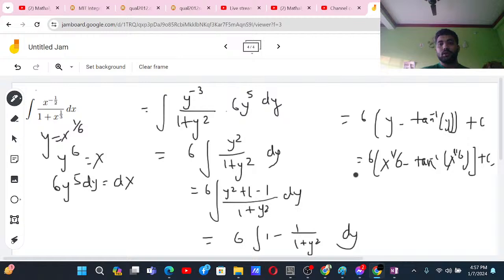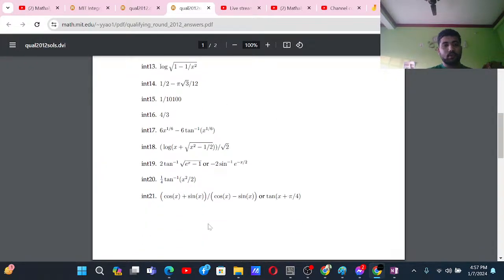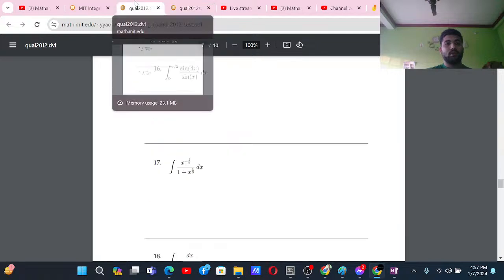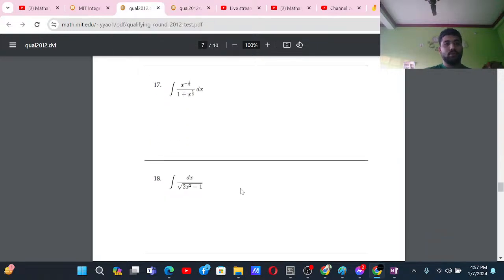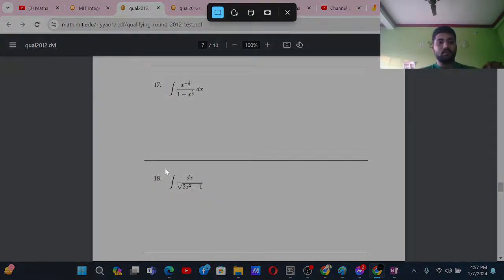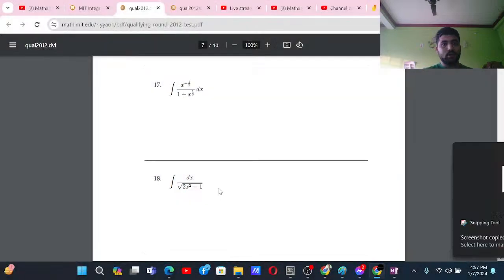Let's check the answer. 6 times x to the power 1 by 6 minus 6 times tan inverse. Yeah, that's the answer. Let's go to the next problem. Problem number 18.